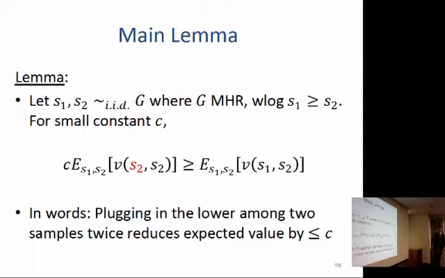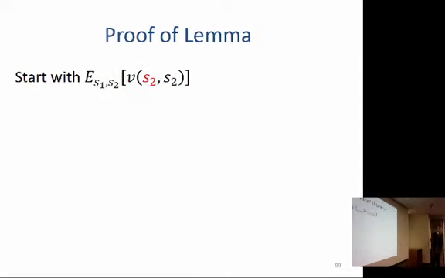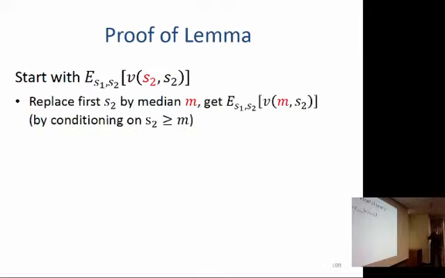Just to show quickly the idea of the proof. We need to get rid of the fact that we have the smallest signal twice, and the way to do it is a trick of replacing it by the median. Notice this is only in the analysis. I'm not assuming that the mechanism needs to know the median. But in the analysis, I can replace the first signal by the median, because I condition on both signals being higher than the median, which happens with probability 1/4. This is what I get.